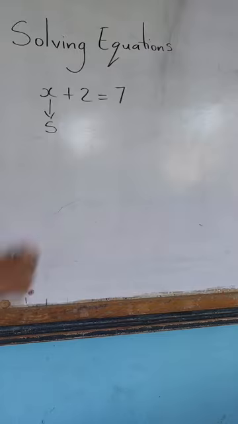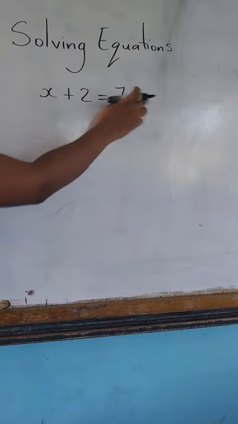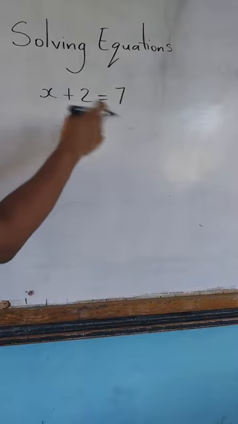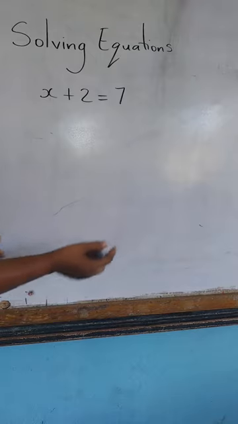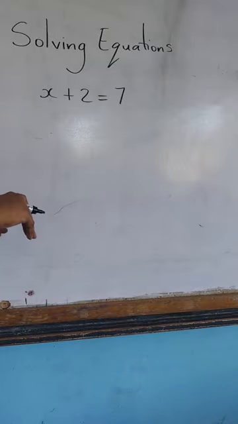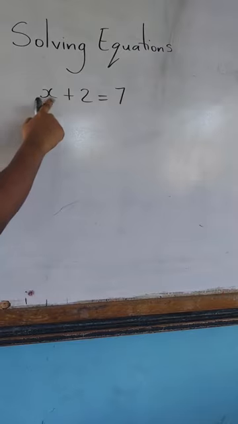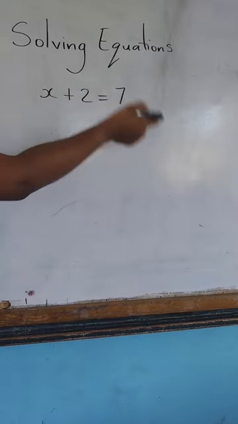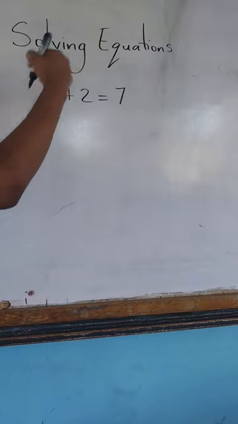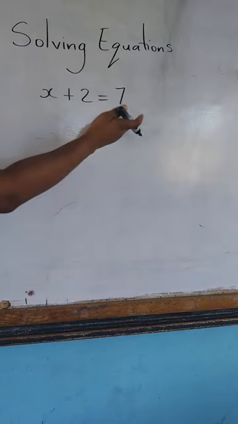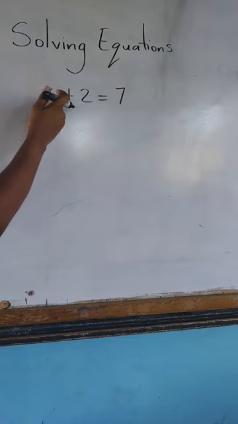But let's also look at another approach. I have a number plus 2 that gives me 7. So the number was increased by 2 to give me 7. Therefore, if the number is now 7, and I want to know what that number was before I increased it by 2, it means I'm going to do the opposite of what I did to 7 to find out what the number was before. X is a number that I added 2 to give me 7. So if I ask what was the number before adding 2, I would need to remove 2 from 7 to give me that number.